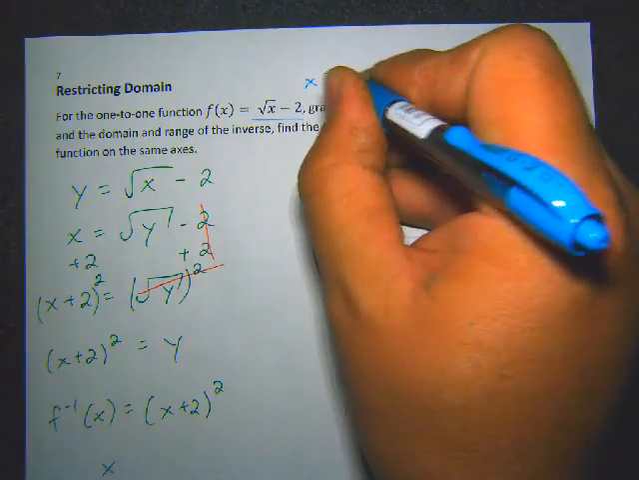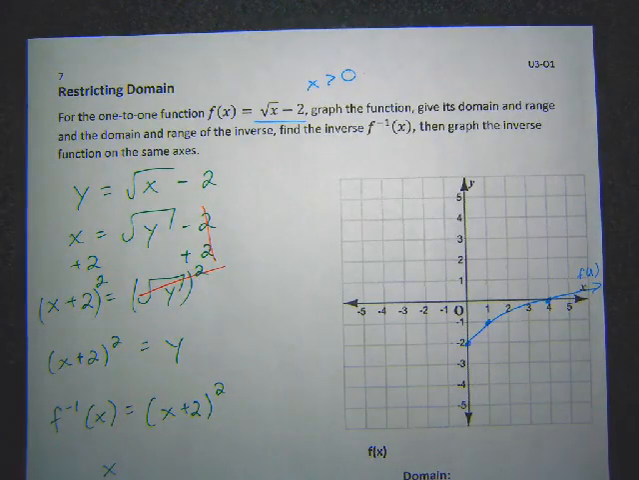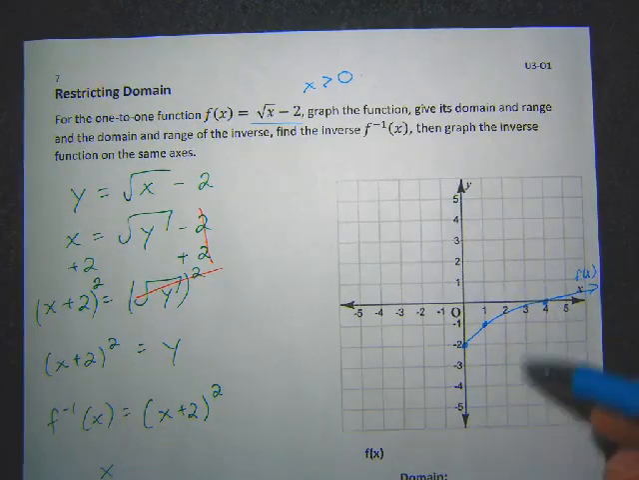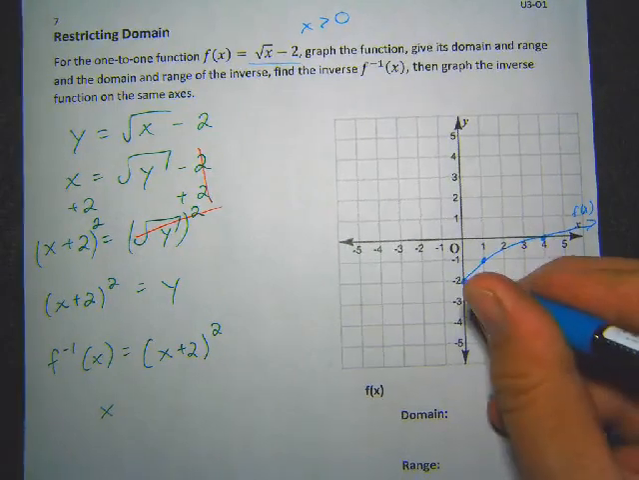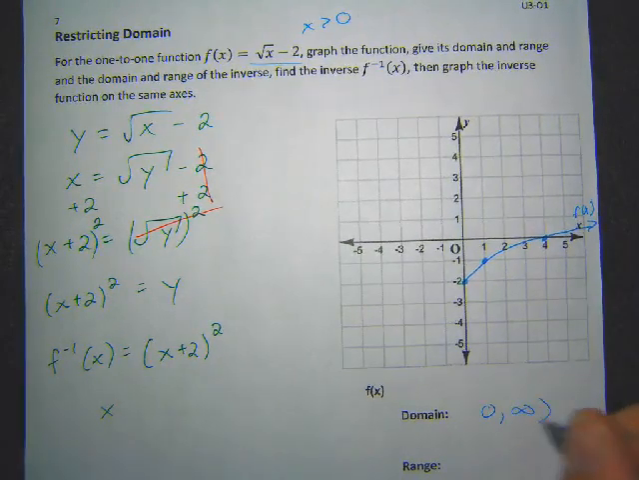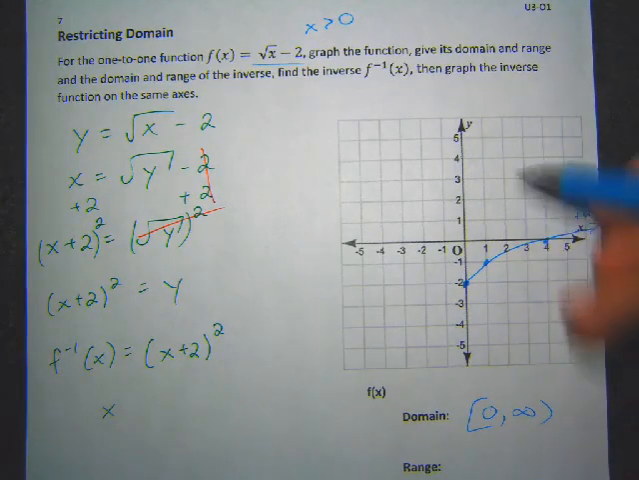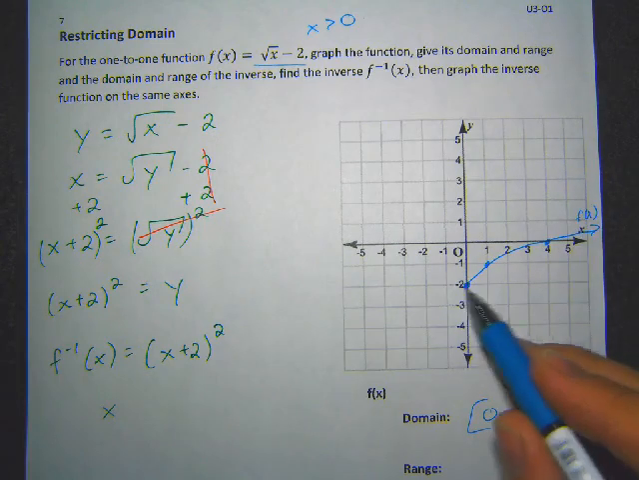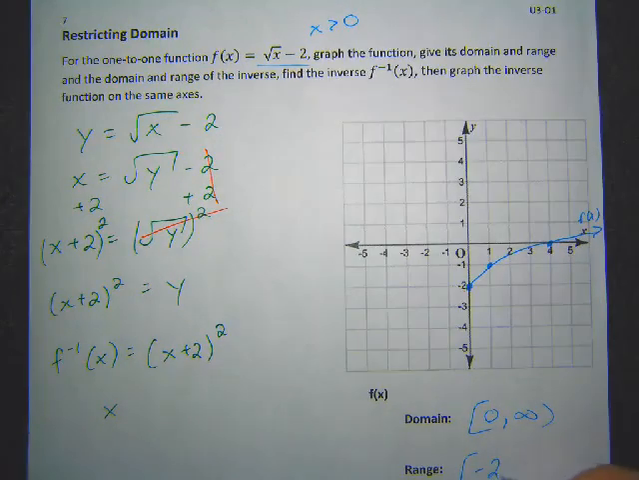So x has to be greater than 0 for this function, for the x range. And its domain, I guess I can just put down here, domain is from 0 to infinity, bracket for the 0 because we actually reach 0. And its range, its up and down range, is from negative 2 up to infinity, right? Because it starts at negative 2 and goes upwards. It doesn't ever level out, so it's always going upwards. So its range is from negative 2 to infinity.